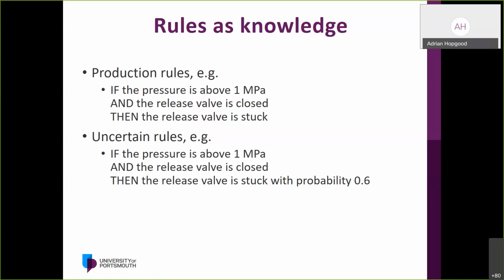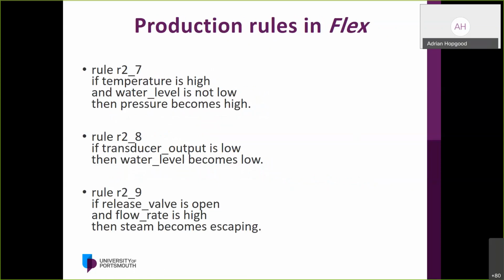So there's quite a lot of work around uncertainty, and I will be saying some more about this shortly. You might have exactly the same rule, but say that given those conditions, the release valve is probably stuck with a probability of 0.6. So that's a degree of uncertainty associated with the rule itself, but you may also have uncertainty associated with the conditions as well. So it's quite an involved area, and I'll say a bit more about that in a minute.